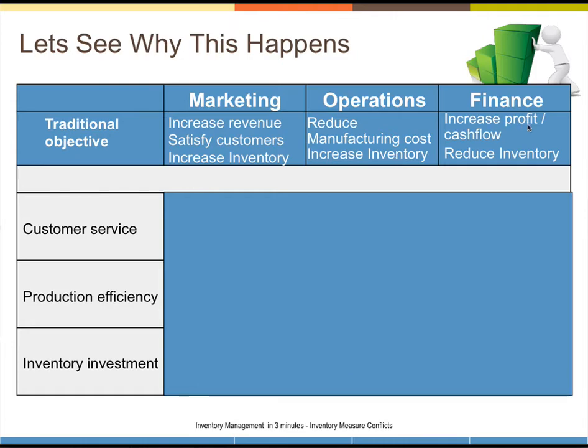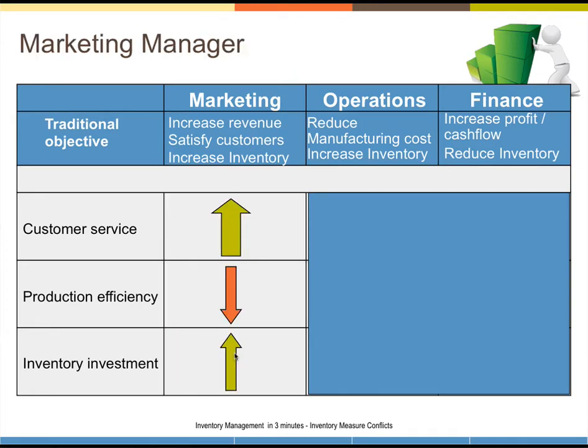In finance, they obviously want to increase the profit and the cash flow in the organisation, and very often there's a very, very heavy focus on reducing inventory because there's a lot of money tied up in inventory. Now, if we look at the three measures of customer service, production efficiency, and inventory investment, let's look at it from a marketing manager's perspective.